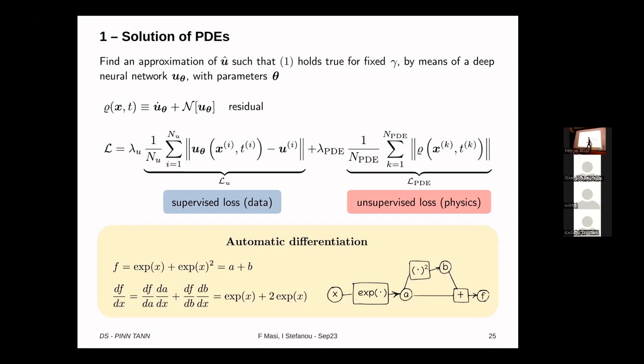Now, at this point, you apply the chain rule differentiation, and that's it. You can do this numerically. So, automatic differentiation is nothing else than a numerical implementation of the chain rule differentiation. So, we do that to compute the residual.